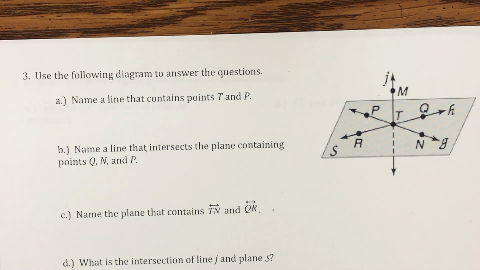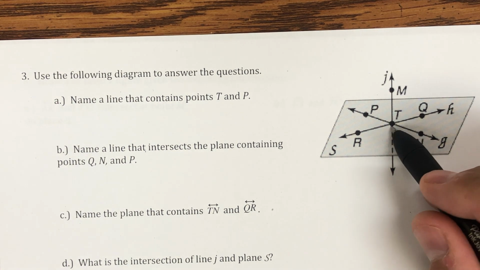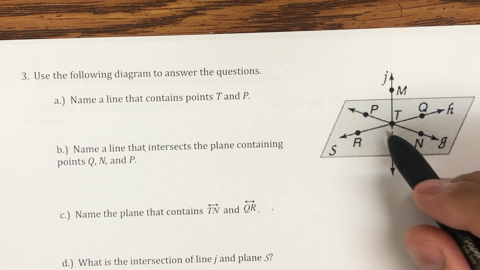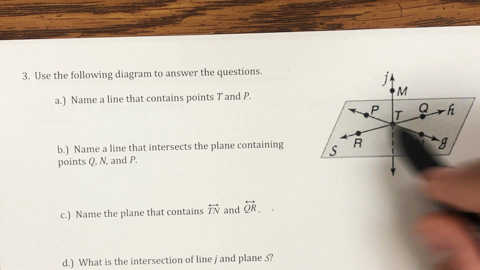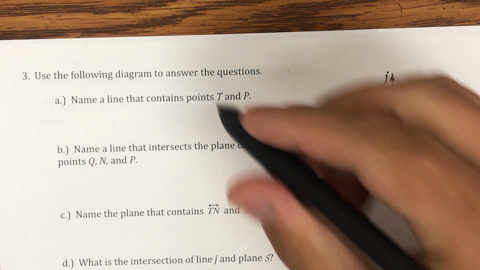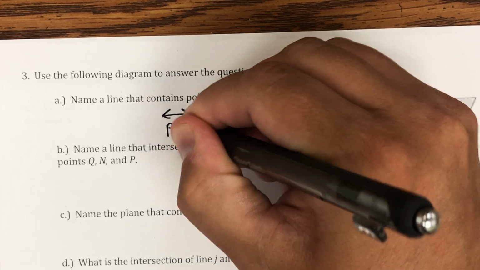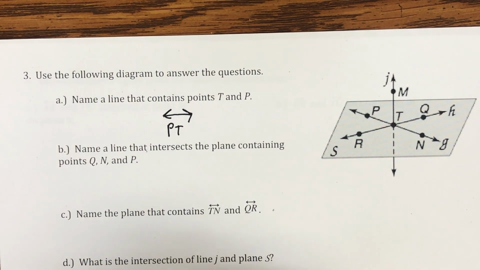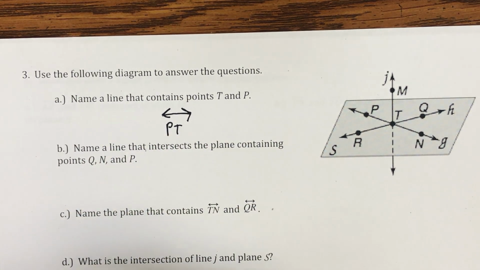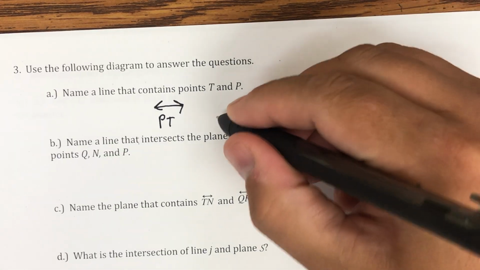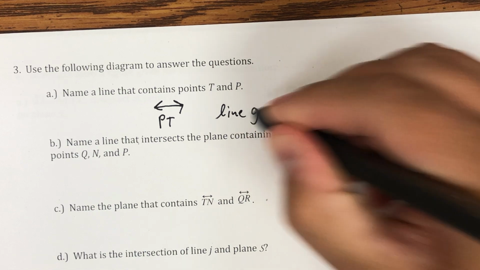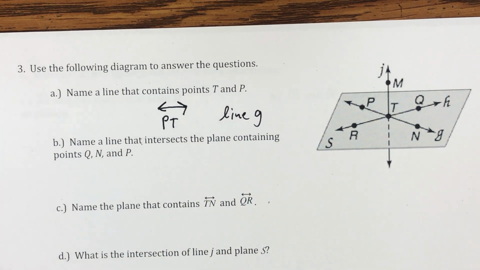Example A says, name a line that contains point T and P. So let's see here. I have to name a line that has T and P. I'd say that's line G. I could also just call it line PT. So I'm going to go PT, arrows above, because it's a line. Lines keep on going. I could have also said line G. Either option there would be correct.